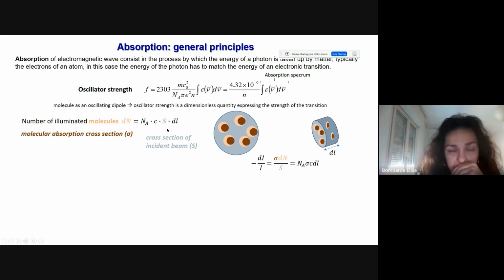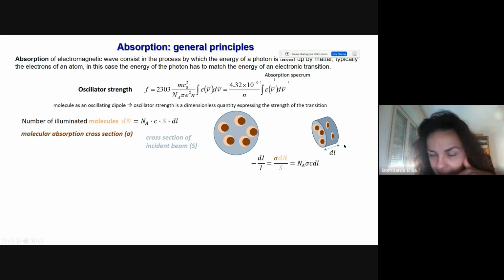So they are illuminated, and of course, the number of this molecule depends on the concentration. Let's say it's a molar concentration: in each mole you have a number of Avogadro of molecules. So that is the number of the molecules in a certain volume, the one that is represented here. S is the section, and L is just the height of this element of volume.